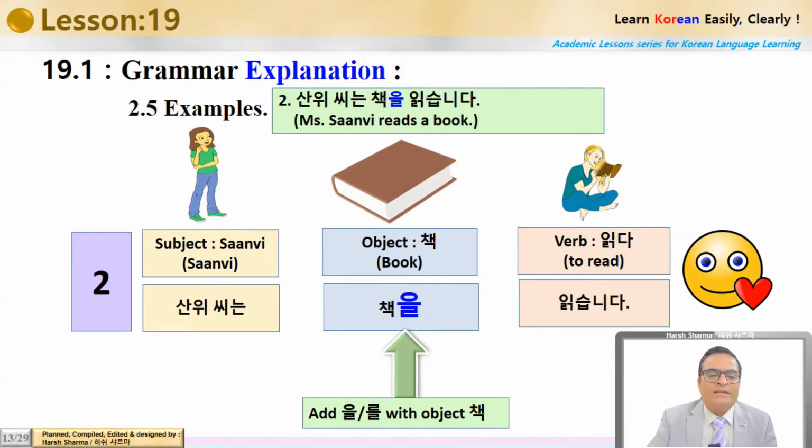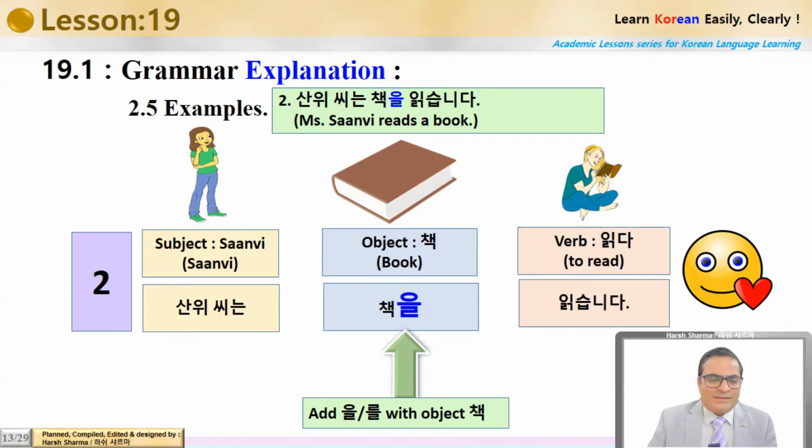How can we make the sentence? Sanvi shinan chegal iksamnida. So see the chek noun. It is having pachim, so we have to add ul. As soon as you see any sentence in Korean and you find ul or rul is there, immediately decide, this is the object of the sentence on which action is going on.